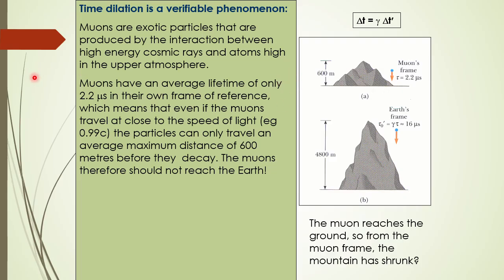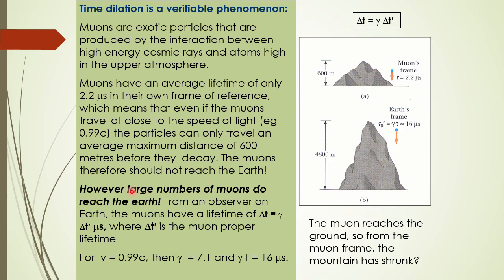However, this time, which is the lifetime, the time taken to decay, happens in the frame of reference of the muon. Large numbers of muons are actually detected from the Earth. So for an observer on the Earth, the muons have a lifetime of delta t, whereas the muons measure their own lifetime as the proper time, delta t prime, right? So if the muon speed is very, very large, let's say 0.99 c, then the gamma factor is 7.1, and this 2.2 microseconds becomes 16 microseconds, which is long enough to reach the surface of the Earth, or travel for about 4.8 kilometers, right?